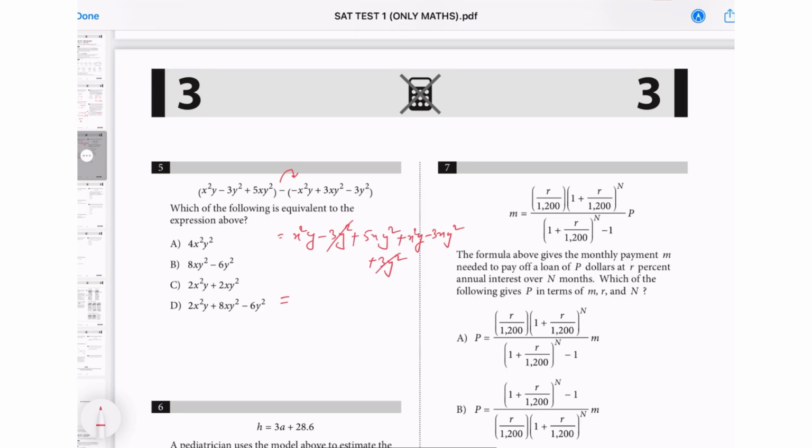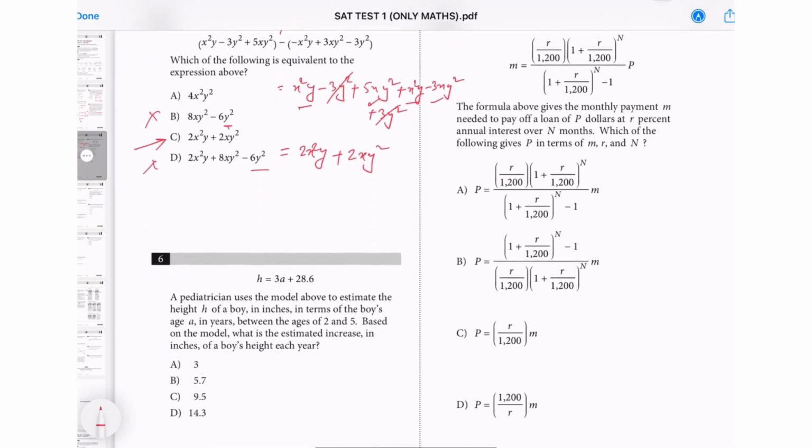It means this equation does not have any term in terms of y square. This y square term will be cancelled out, and here it's also cancelled out. Second thing is x square y plus x square y gives you 2x square y, and plus 5xy square minus this gives you 2xy square. So C is the answer.